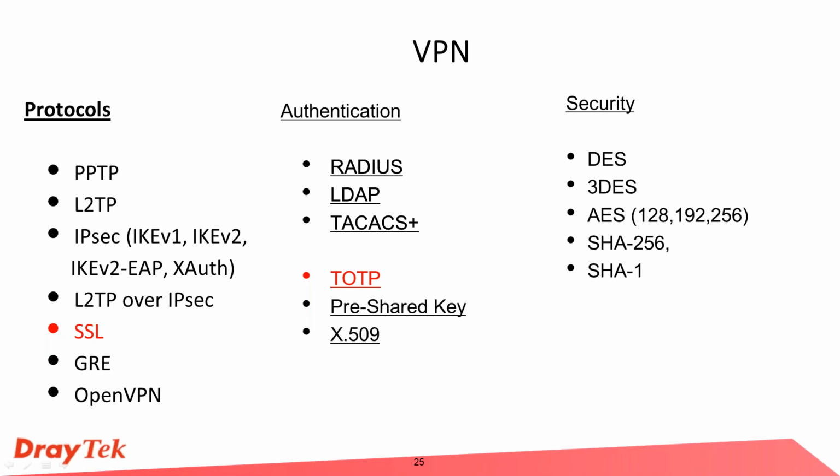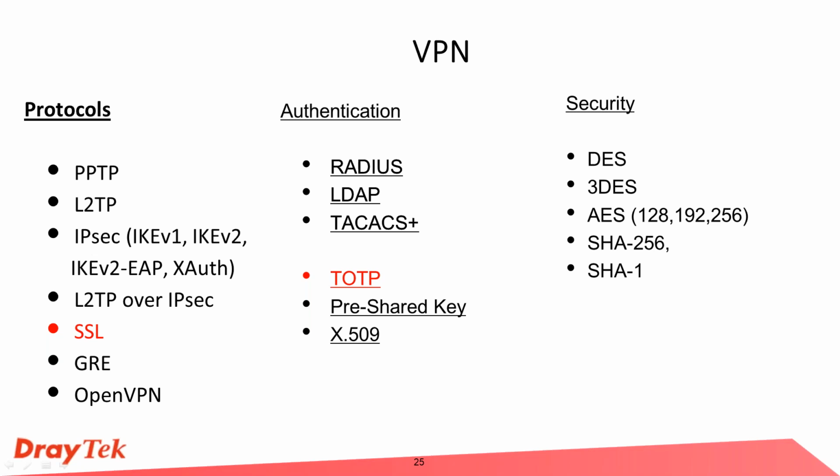X509 is a little bit more complex. It uses certificates, but it does mean that it's very secure, but it is more difficult to set up. If you're a techie and you like a good challenge, then I'd encourage you to try a VPN using an X509 method of authentication. In terms of security, we've got DES, triple DES, AES, SHA.